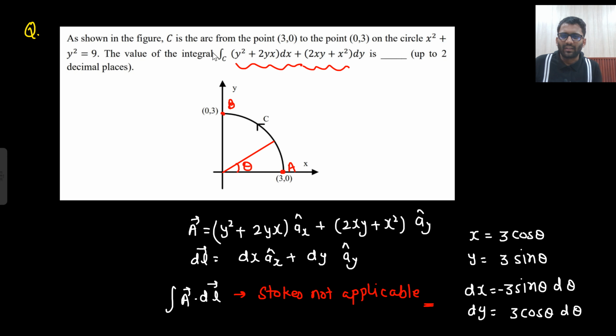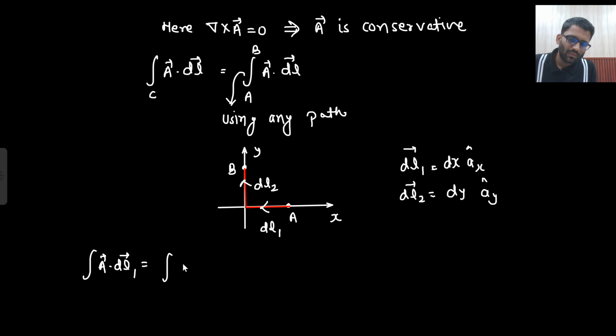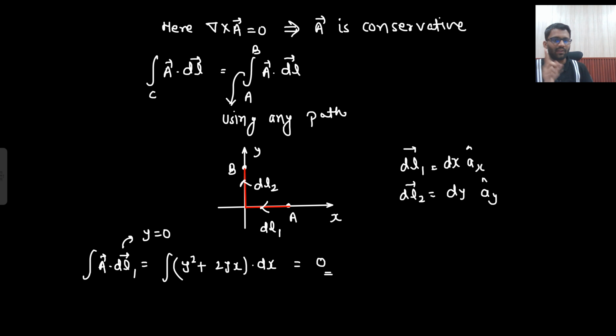Okay, so what that would be? This is my vector A dot dx. So y square plus 2ix dot dx. But for dl1, y is equals to 0, no? For this path, here y is equals to 0. Here in dl1, if you are working on x axis only, then y is equals to 0. So I will put y equals to 0 here. So what you are getting? 0 only. A dot dl1 I am calculating. On dl1 y is equals to 0 and on dl2 x is equals to 0. So here I am getting 0.